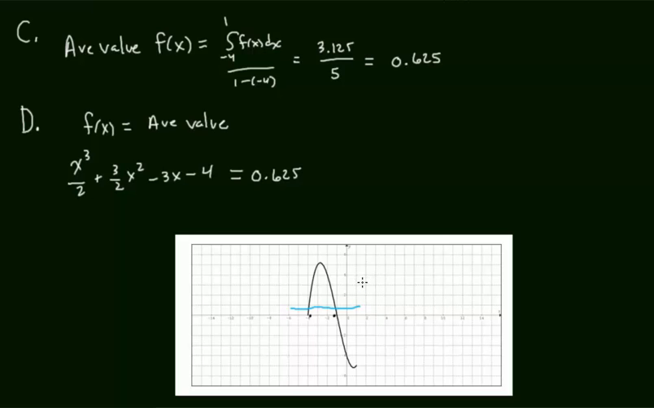So you could graph them both and find the intersection, but I find it to be a little easier to write this as x cubed over 2 plus 3/2 x squared minus 3x minus 4. Make a new function that subtracts the 0.625 so that I can set it equal to 0. I find it easier to find zeros than I do to find points of intersection. So if I change this now to be maybe y2 or y1, whatever, it's a new function because it subtracts the 0.625.